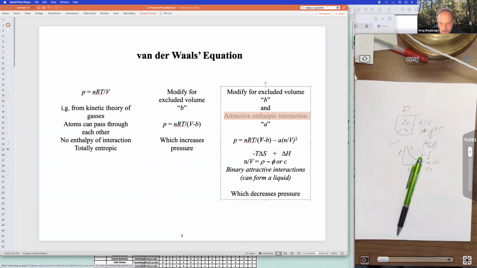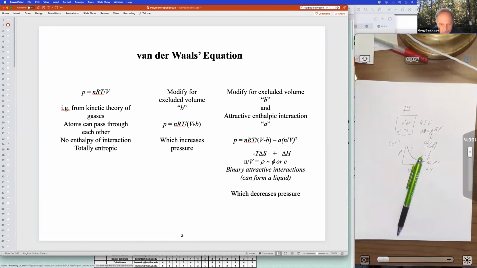So you add in this A term. The B term increases the pressure because you're excluding some of the space where the atoms are, so they have less room to move around with kT, and that goes to the wall and gives you pressure. Pressure decreases when you have them attract, so you have a negative attractive potential, and it's a binary potential.